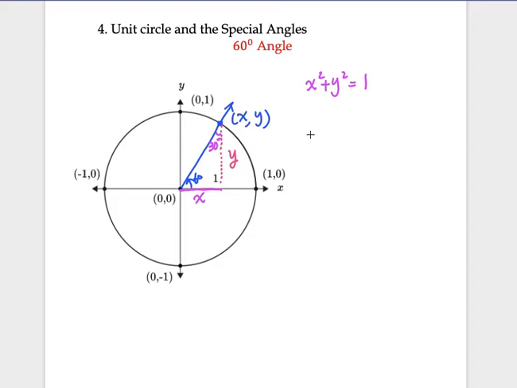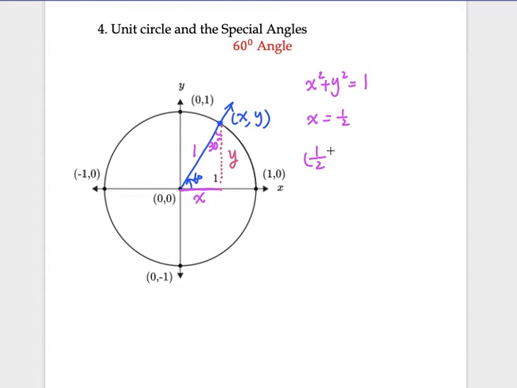So it's very obvious, similar to the one we mentioned before, right? The opposite side of 30 degree is always half of the hypotenuse. In this case, it's actually half of 1, because 1 is our hypotenuse. So we know x is half this time. So all we need to do is plug the value of x into this equation.